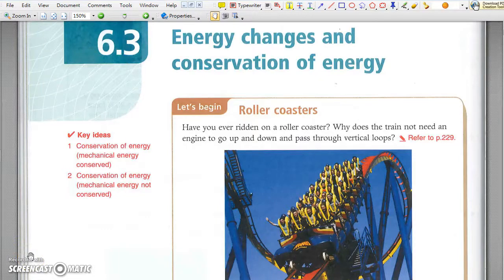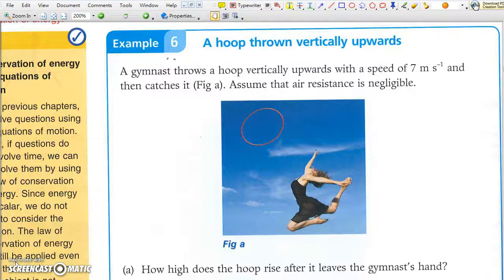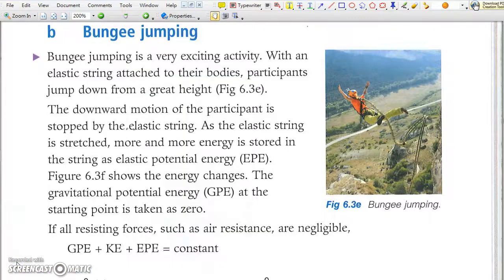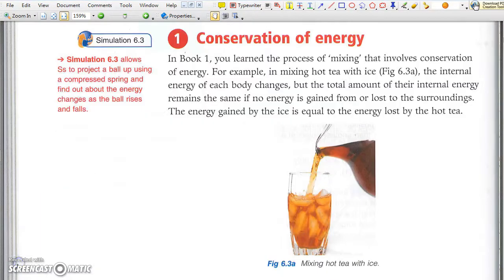Chapter 6.3 Energy Changes and Conservation of Energy. In this chapter, you will learn many daily examples of conservation of energy, and in particular, the conservation of mechanical energy. 1. Conservation of energy.